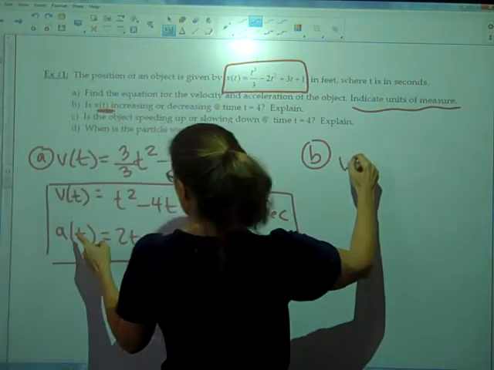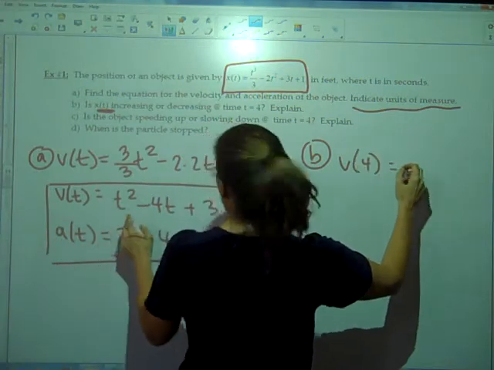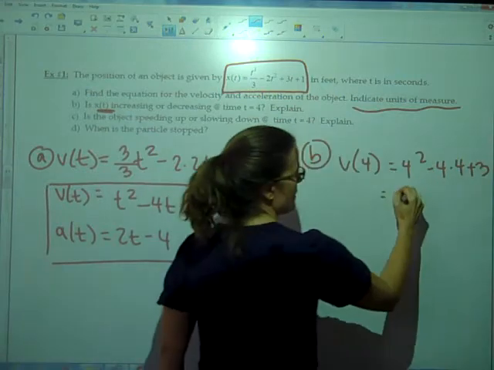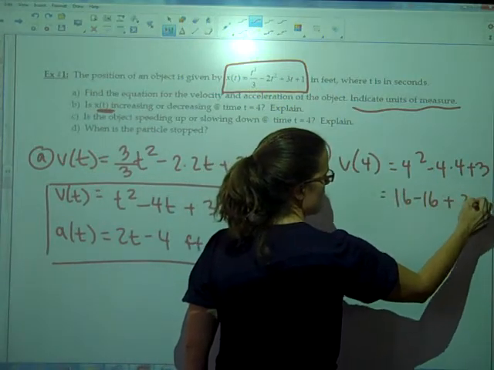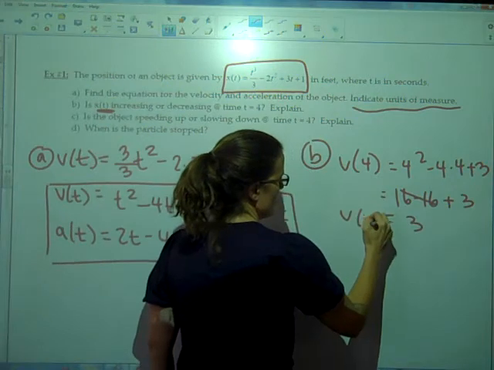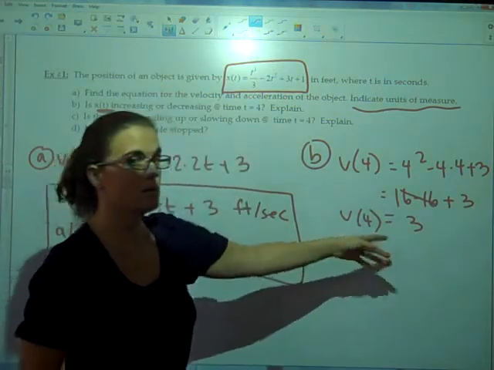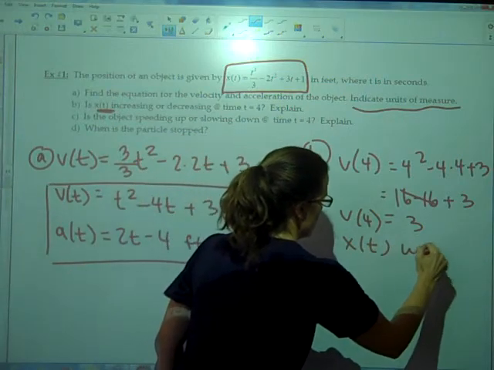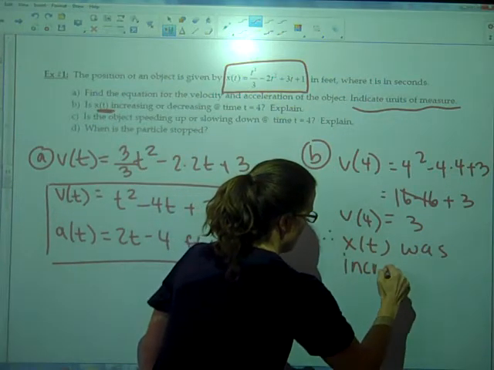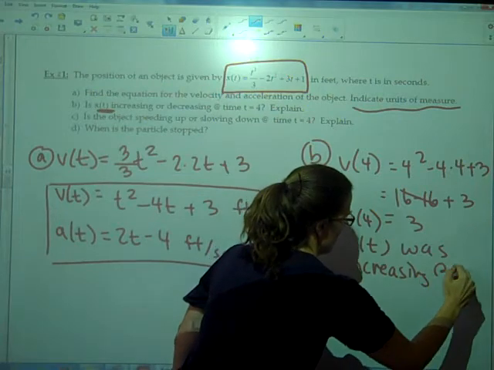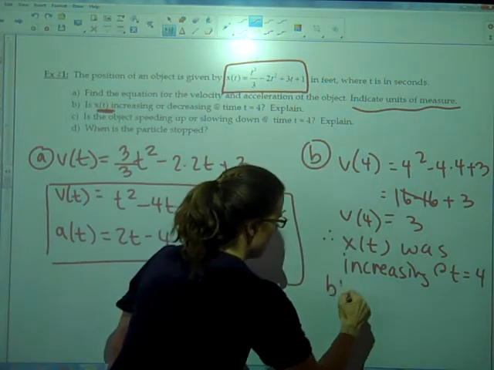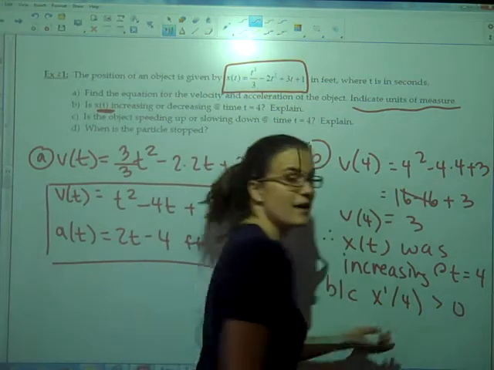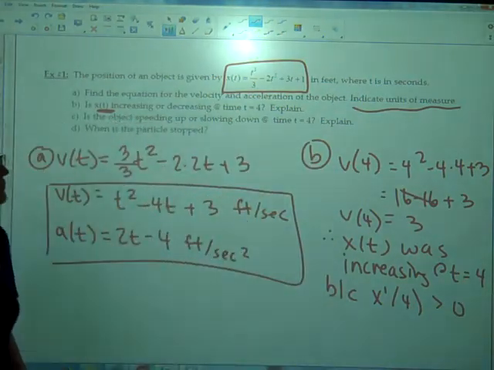So plugging 4 into v of t: 4 squared minus 4 times 4 plus 3. What does that give us? 16 minus 16 plus 3 gives us 3. Because the velocity at 4 was 3, I know that x of t was increasing at t equals 4, because x prime of 4 was greater than 0. x prime of 4 is the same thing as velocity.